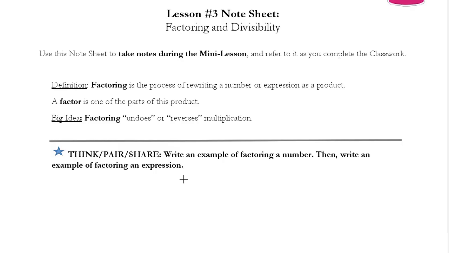Okay, so let's begin. As a starting place, let's look at the definition of what it means to factor. Factoring is the process of rewriting a number or an expression as a product. And a product means two or more things that are being multiplied by each other. We'll see an example of this. A factor is one of the parts of this product. The big idea in this lesson is that factoring undoes or reverses multiplication. So it's sort of like we can factor in one direction and we can reverse it by multiplying.